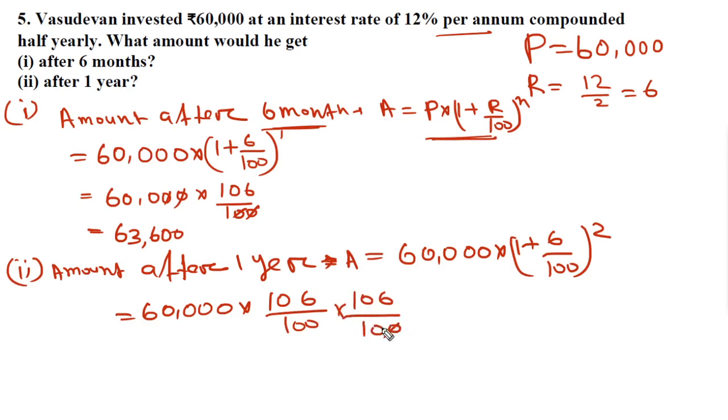Now you can cancel 1, 2, 3, 4, 1, 2, 3, 4. So you have to multiply 106 into 106 into 6. So it will be equal to 67,416. Okay, so 67,416. So for 6 months the amount will be this, and for 1 year the amount will be this one. Okay, so this is it. Now we'll move to the next question.